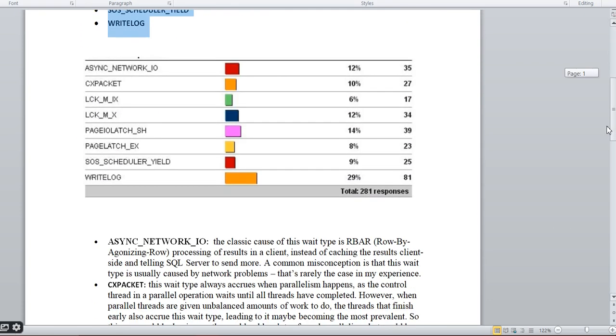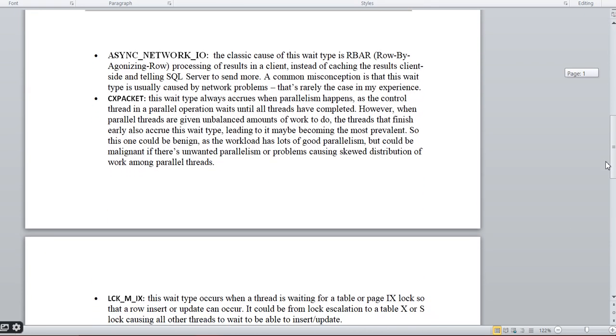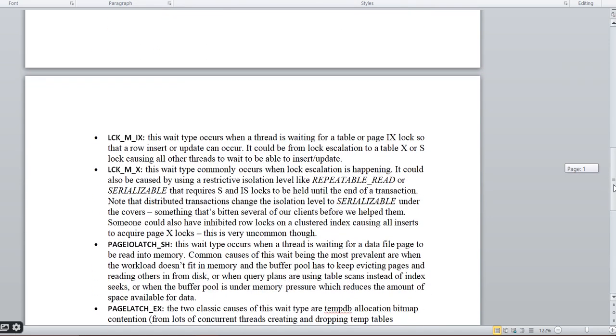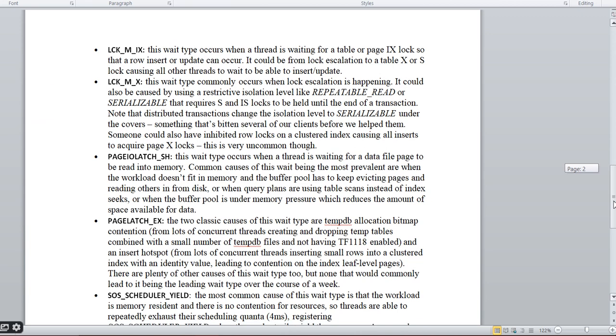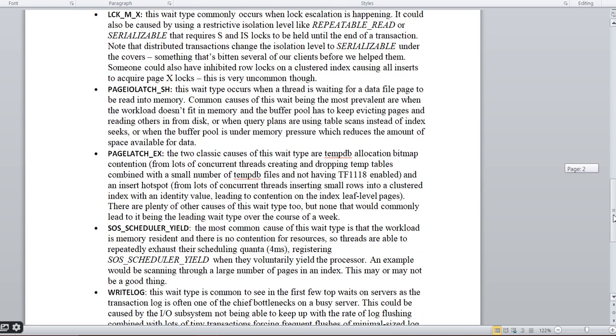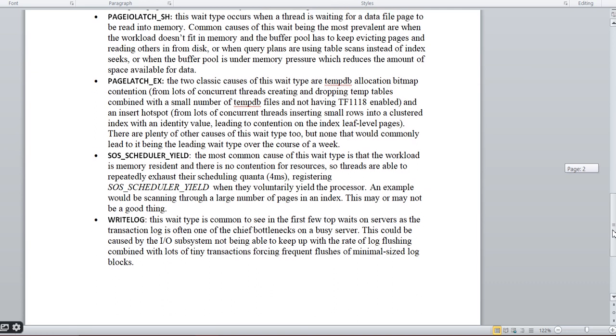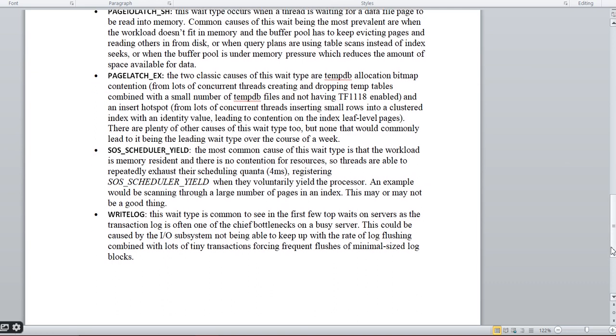Hopefully you like it. I will provide this document in the description, and you can take it from there. You can note it down also, otherwise I will give it in the description. These bullet points will help you understand each wait type better.